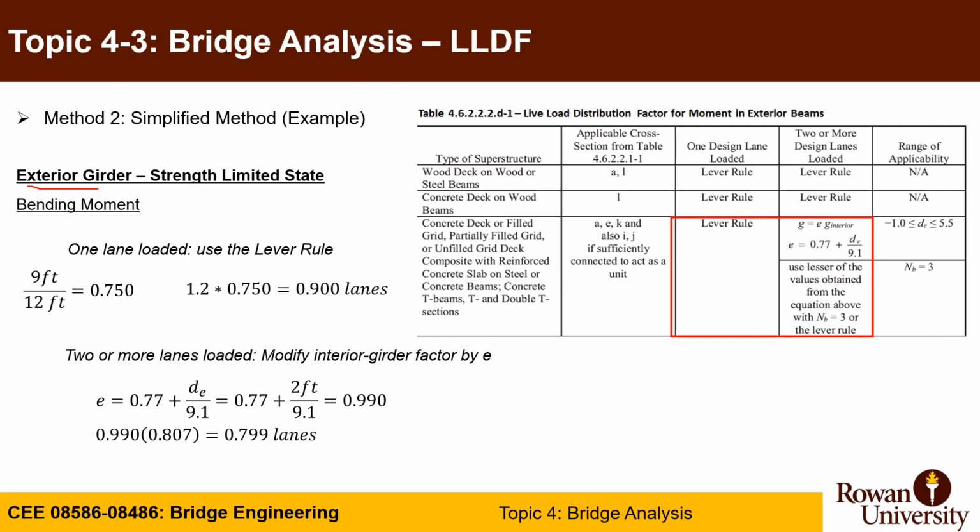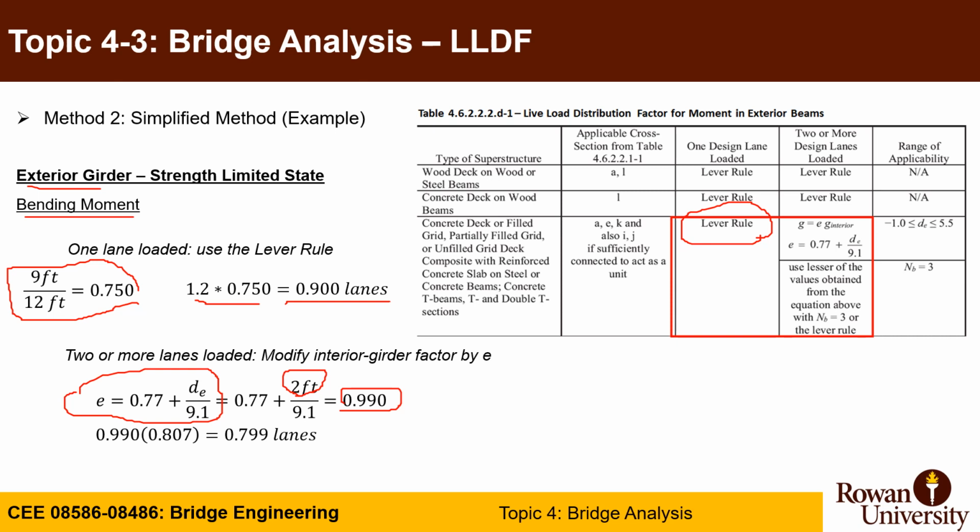If you want to calculate the exterior, you have to calculate the bending moment. For one lane, it is the lever rule, which if you calculate it and add the multiple presence factor, could be 0.9 lanes. And if you calculate the e value here, if you go back to the slide, it was around 2 feet given. That would make it 0.99. You multiply times 0.807, which is the interior girder moment distribution factor that you calculated earlier. It could be 0.799. In this case, the one lane load governs.